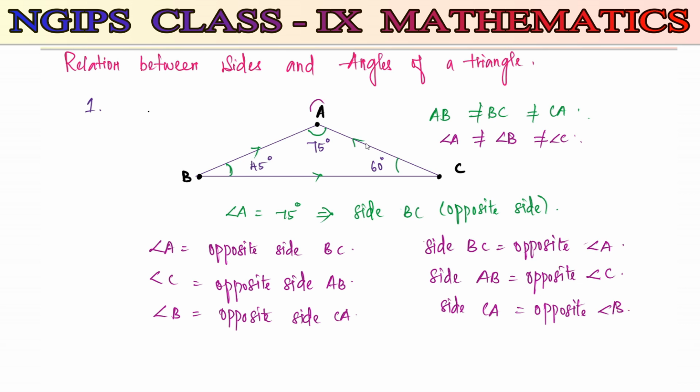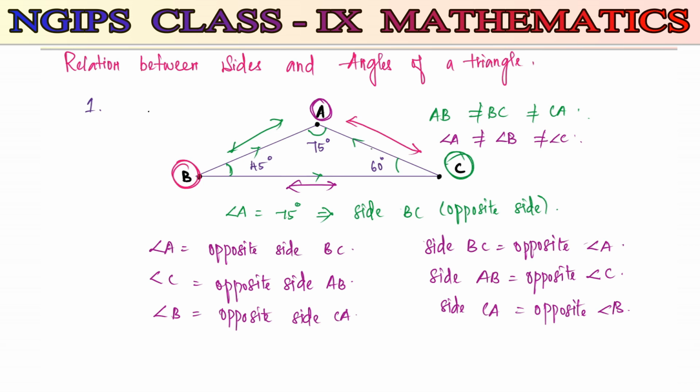For angle A, the opposite side is BC. For angle B the opposite side is AC. For angle C the opposite side is AB. For side AB the opposite angle is C. You just have to take the converse. So here the converse is also going to be true for this triangle theorem.